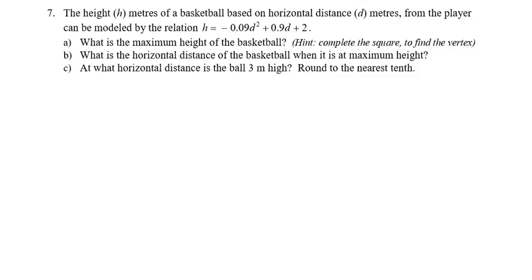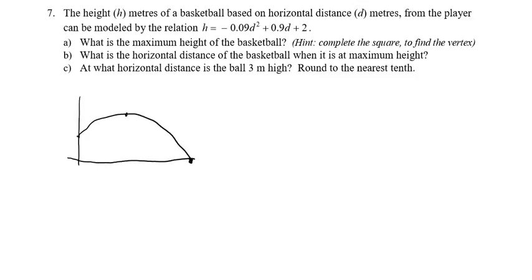Okay. So we're going to skip that part, but you get something like this. It starts here, it goes up, and it comes down, and it hits the ground there, right? Parabolic relationship, quadratic relationship. And the maximum height occurs at the vertex. You complete the square to get the vertex.